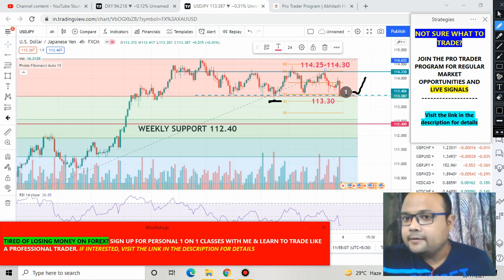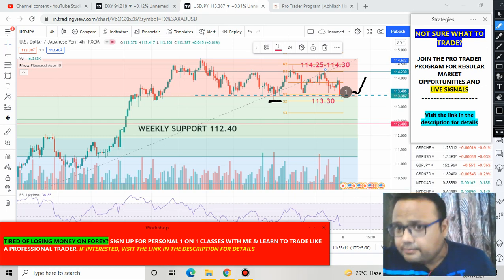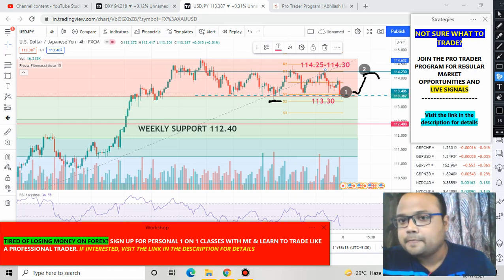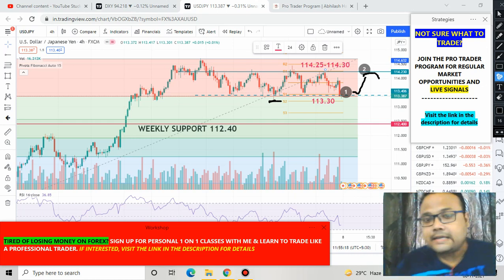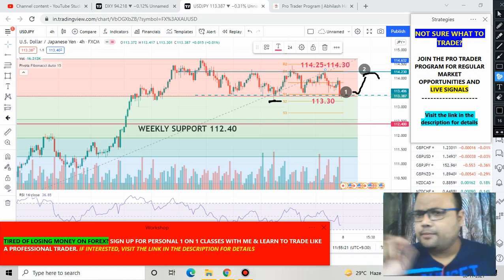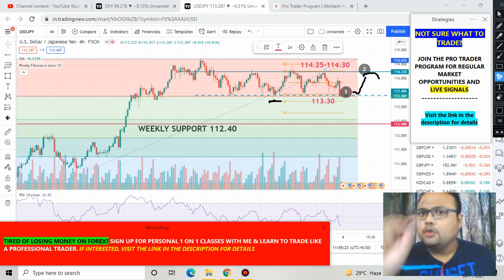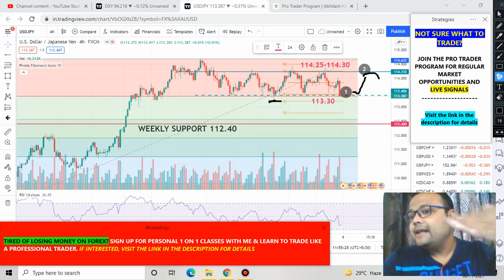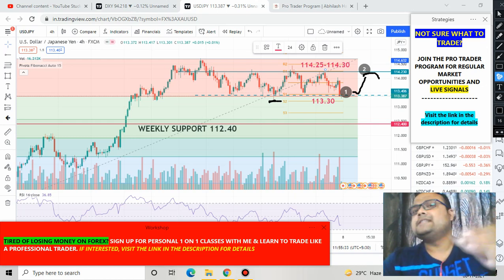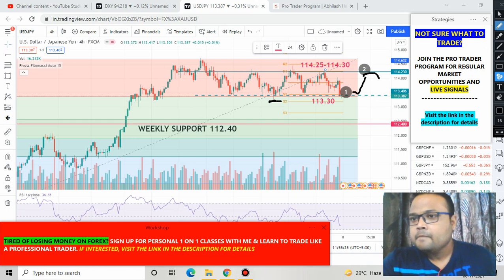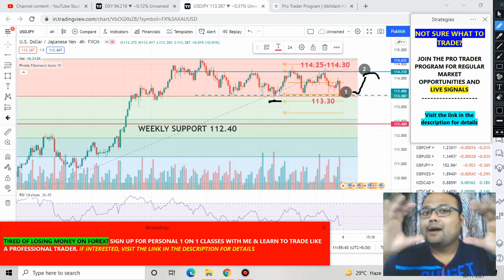On the other hand, if you find the market going up from here, and if the market reverses from this particular resistance level, 114.25 to 114.30, you can go for a sell, because that will be considered a valid resistance. We can see that previously the market has been facing resistance at this level for quite some time. So these are the two safe trading opportunities for you, as right now the market is trading in a narrow channel here.